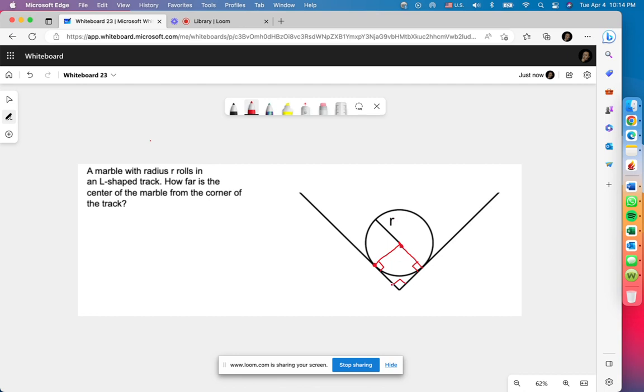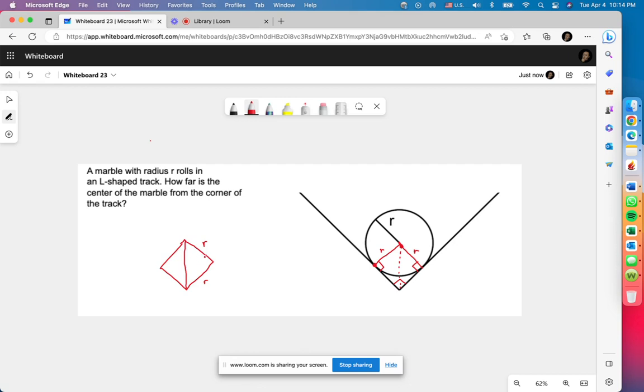So what I really have here, what does that look like? It's a square. That was kind of mean, but this is R and this is R as well. These are 90. So watch what I have here. I'm going to draw my square over here. I'm going to draw the same orientation. This is R. This is R. We're looking for the distance from the center of the marble to the corner. So I'm looking for this distance here.